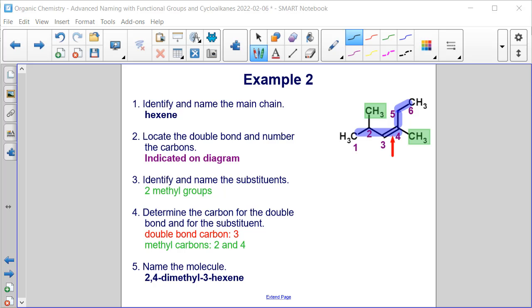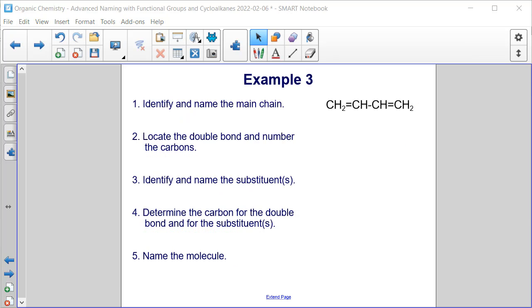All right, just as a summary for this example, here's all the steps that we took, and just our final step here is writing the name of the molecule, 2,4-dimethyl 3-hexene. And the reason that we follow this stepwise approach is just to make sure that by the time we get to naming the molecule, it's very straightforward, just compiling the information that we already have.